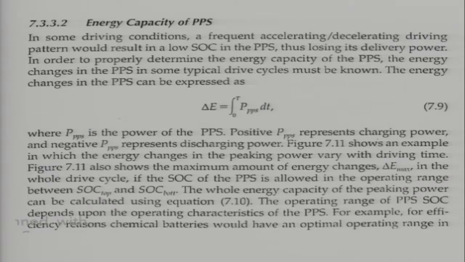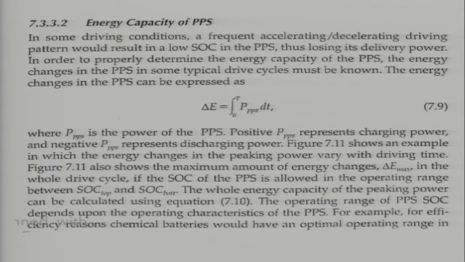The energy changes in the PPS in some typical drive cycles must be known. The energy changes in the PPS can be expressed as delta E, the energy change, is the integral from 0 to t of P_PPS dt. P_PPS is nothing but the power of the PPS. This power multiplied by dt, integrated, becomes energy. Energy is nothing but power multiplied by time. Positive P_PPS represents charging power, and negative P_PPS is discharging power.